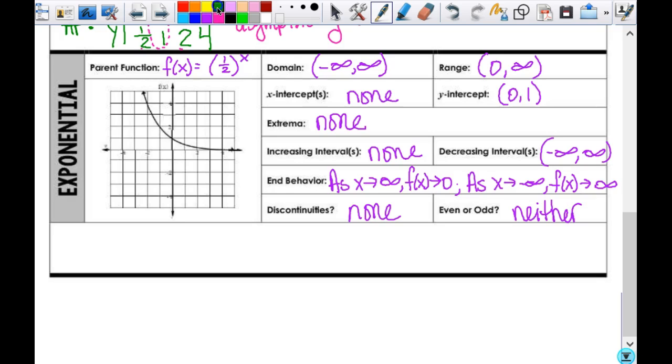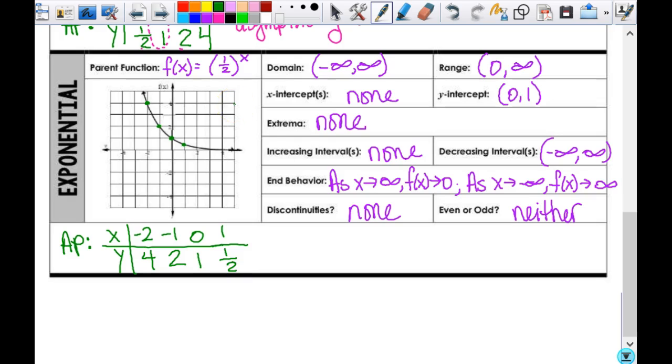So our anchor points are these. And so at negative 2, y is 4. At negative 1, y is 2. At 0, y is 1. And at 1, what is y? When the exponent's 1, what's the y value? It's 1/2.